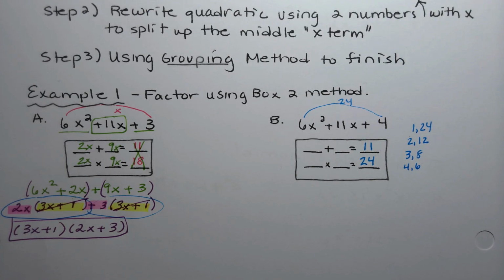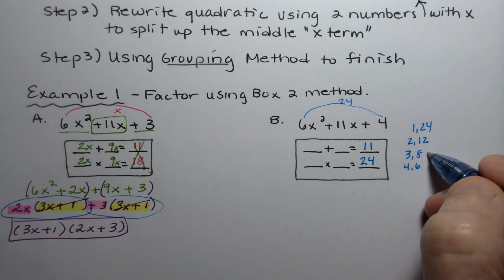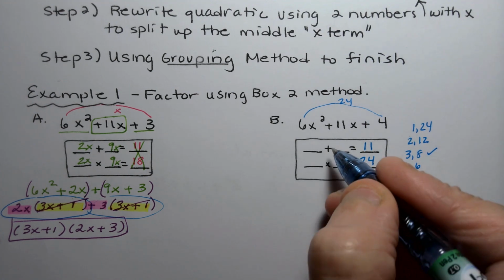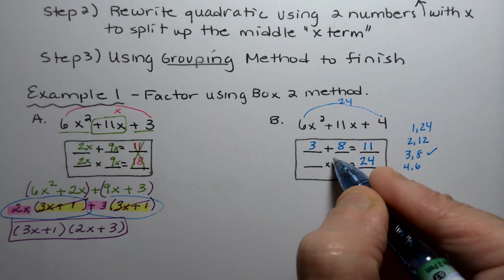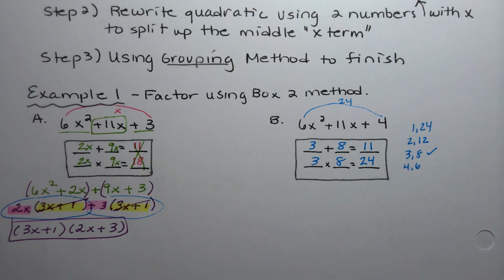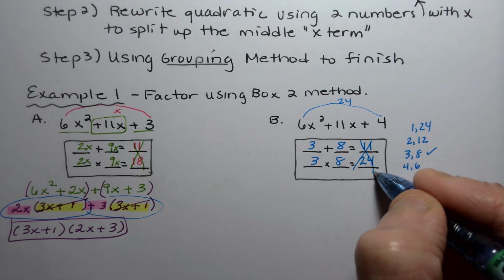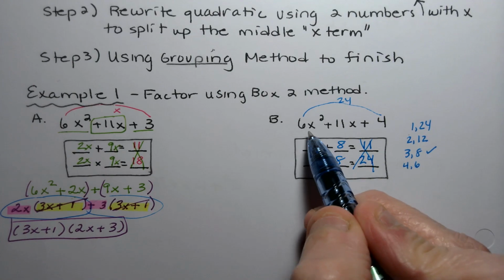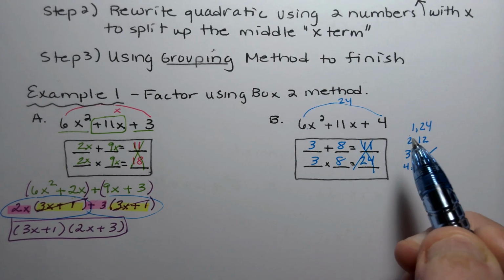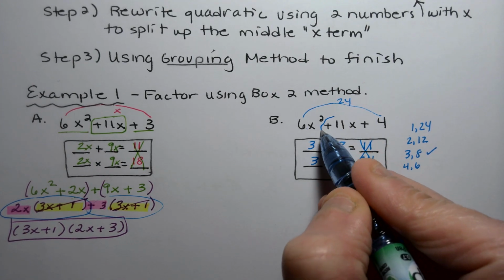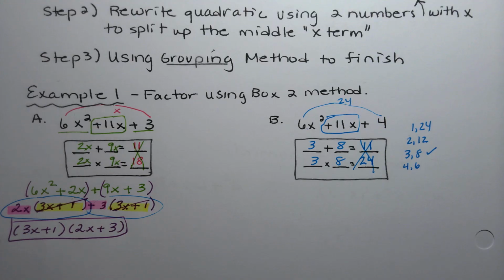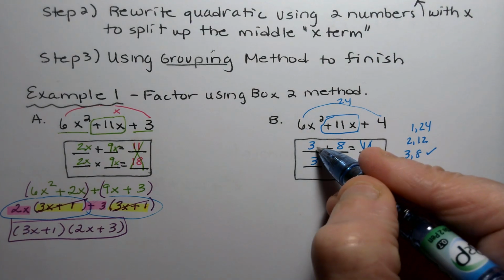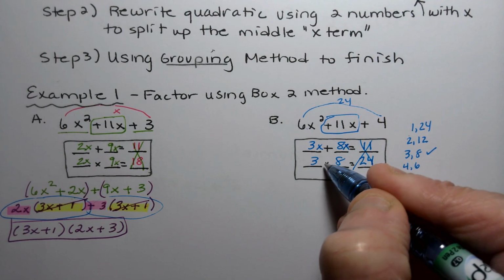Any of those add up to 11? 3 and 8. What do I do now? Cross these off so I don't get them mixed up. I'm not going to use those. I'm now going to rewrite this, and what am I going to take out? I'm going to take out this middle term and replace it with 3x and 8x.